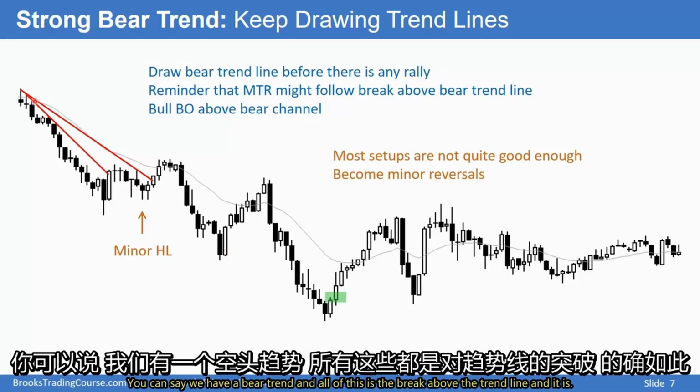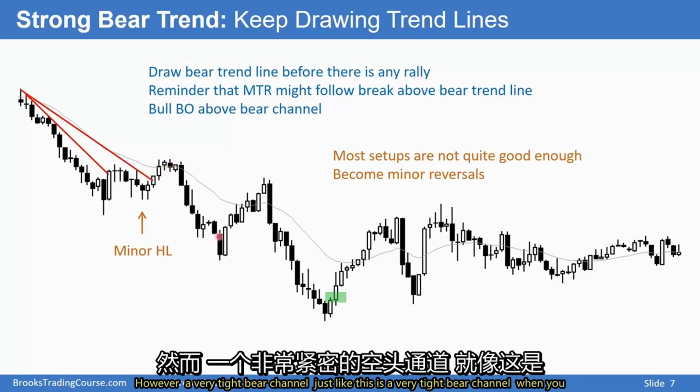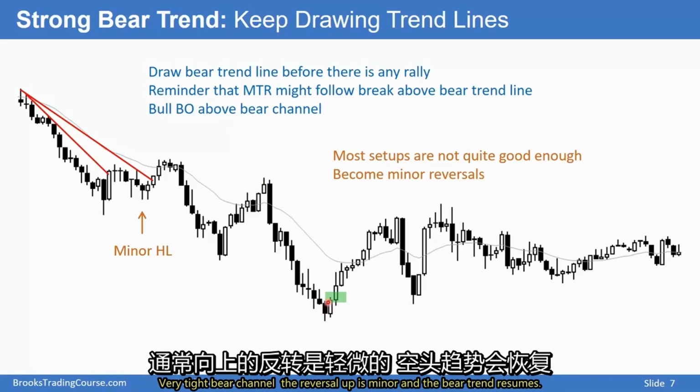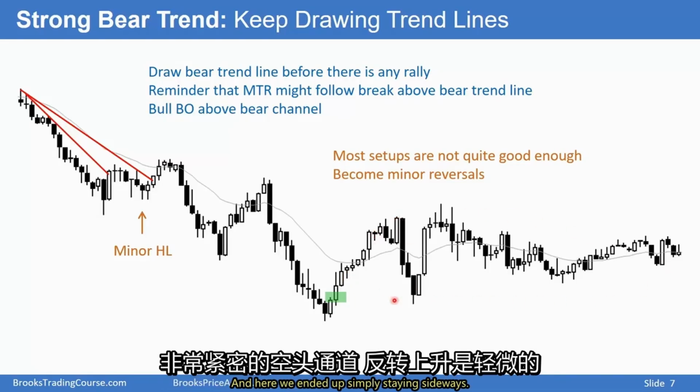You can say we have a bear trend and all of this is the break above the trend line, and it is. However, when you have a very tight bear channel, just like this one, usually the reversal up is minor and the bear trend resumes. And here we ended up simply staying sideways.